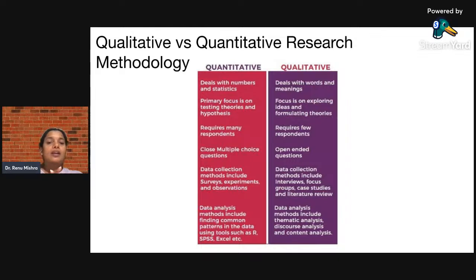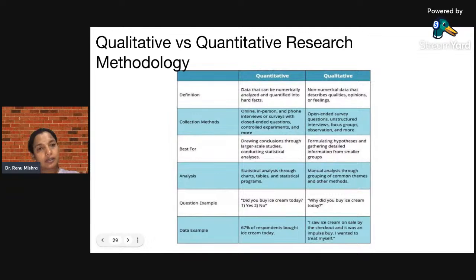For qualitative methods, you need open-ended questions so that respondents can explain. On the contrary, quantitative needs multiple choice options. I have given you further methods for data collection and probably how to analyze as well. This is further discussion on the differentiation between qualitative and quantitative research methodologies.